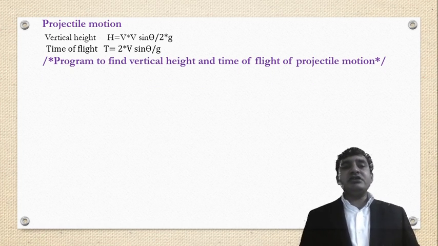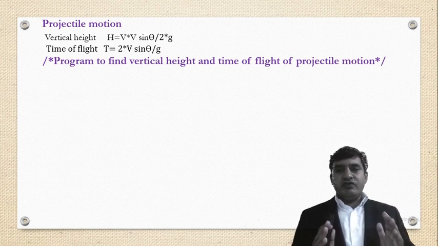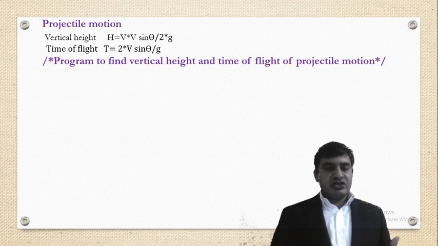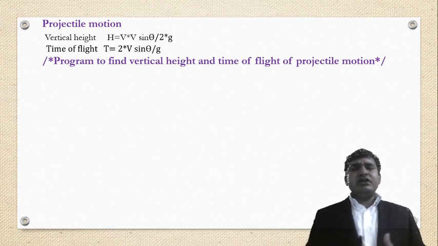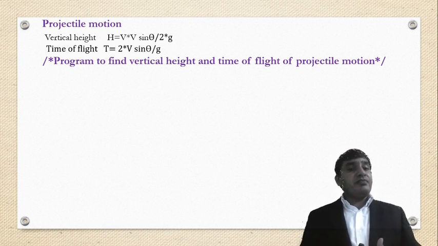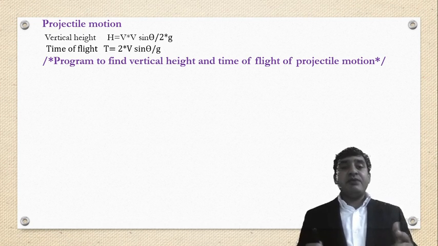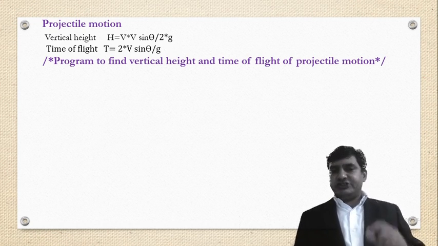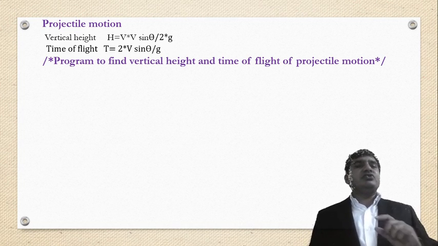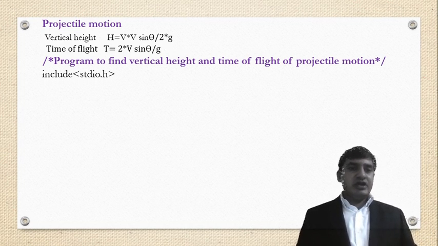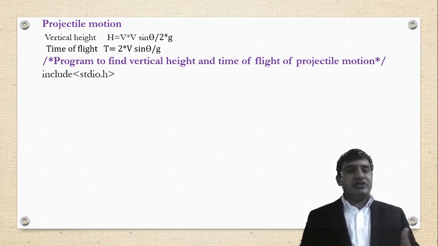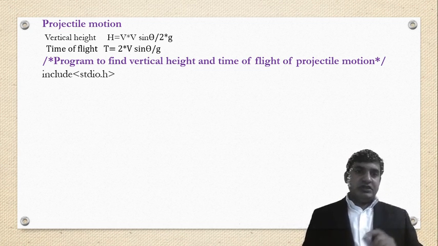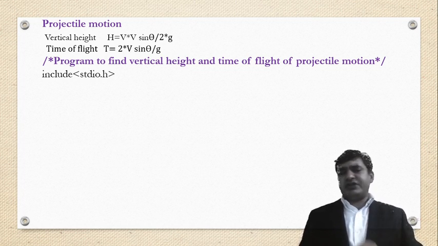First, the comment line: a program to find vertical height and time of flight of a projectile motion. This is a comment line which is enclosed in a pair of delimiters. This comment line is not executed during the execution of the program. Next, hash include, this is a preprocessor directive.